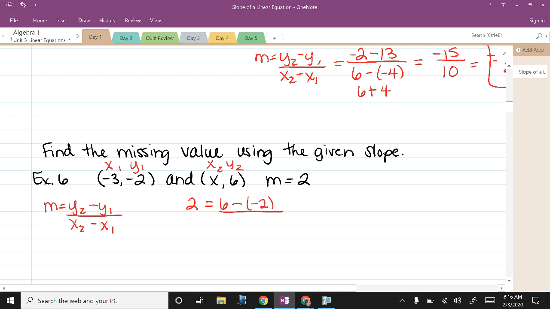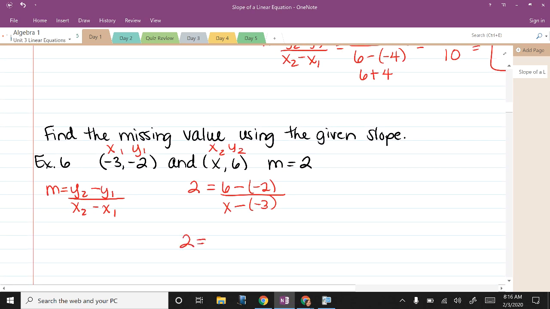-2 over, what is x2? What's x2? X minus, what's x1? -3. And that looks kind of junky, so we're going to simplify that. Y'all with me?